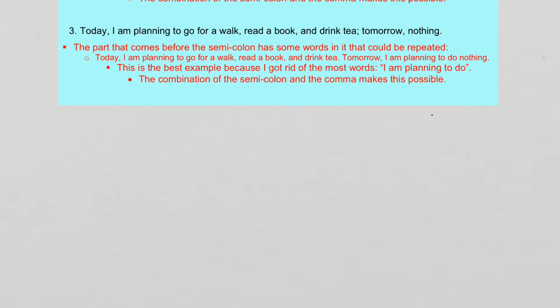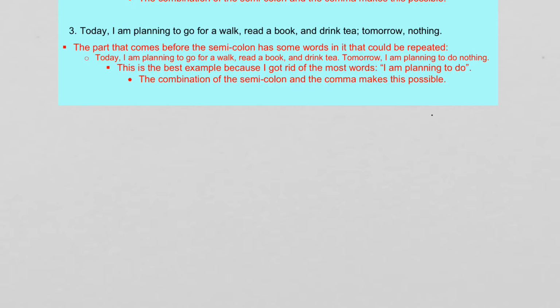Now, I could use all the words for both sides of the sentence. I could say, today I am planning to go for a walk, read a book, and drink tea, period. And then I'd actually have to start a new sentence, right? Tomorrow, comma, I am planning to do nothing. So in this case, we actually have a scenario where instead of having to write 2 separate sentences, we can put it all into one sentence. So it really can be useful to understand how to do this.